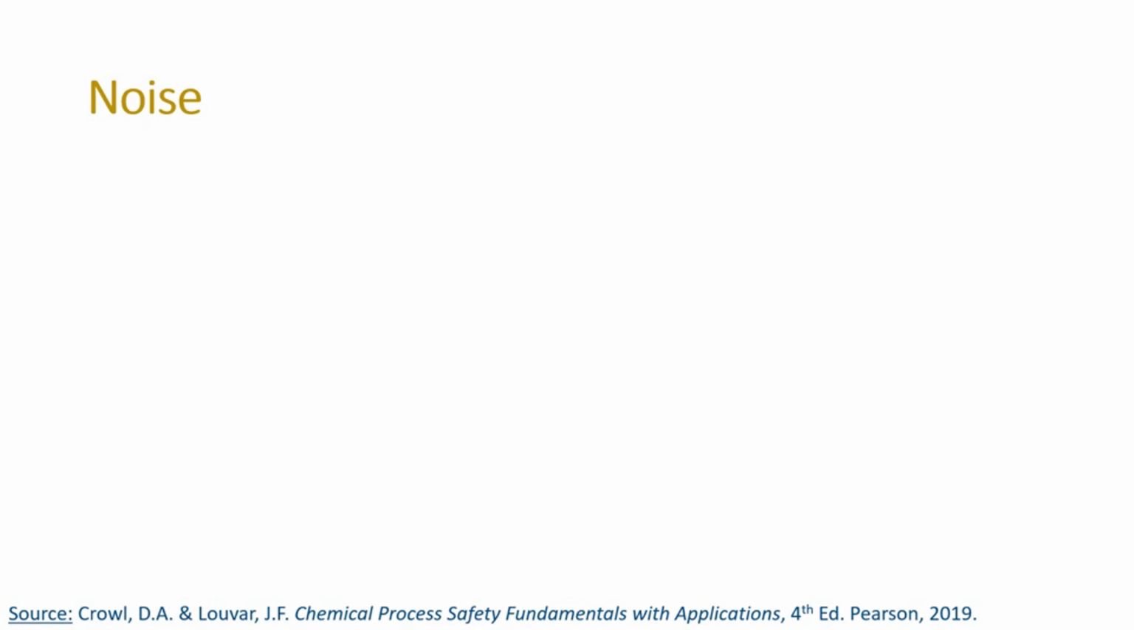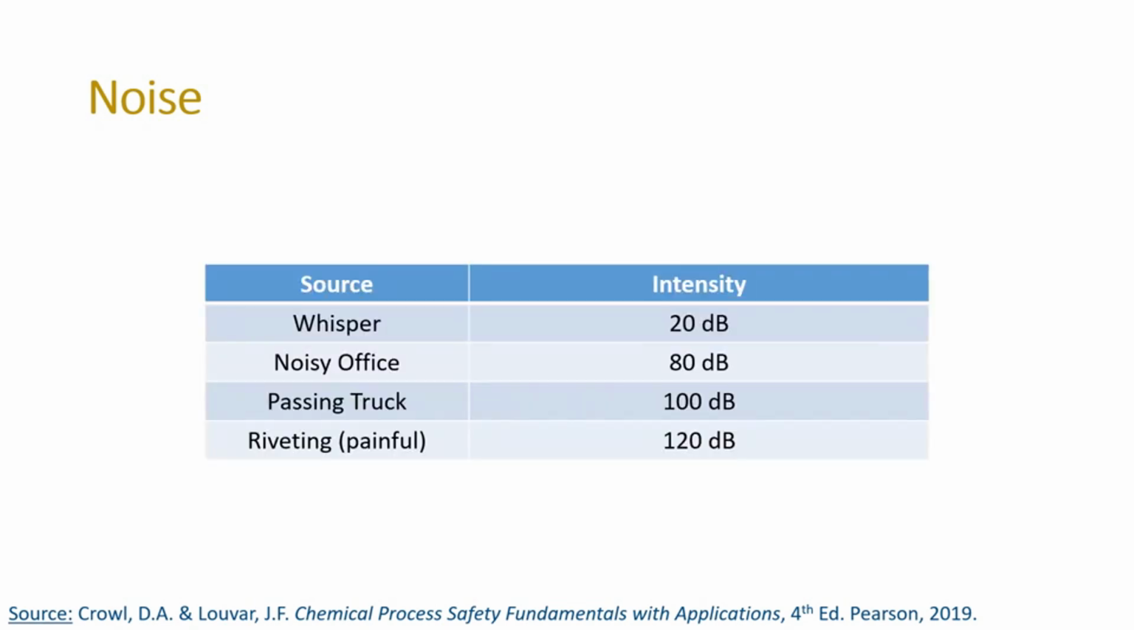So moving on to considering noise as a hazard, let's look at the noise intensity for a number of different common noisy situations that we might be familiar with. So here we look at noise intensity expressed in decibels. That's what dB stands for. And we see that whispering would have a noise intensity of 20 decibels. A noisy office would have a noise intensity of 80 decibels. A passing truck would be 100 decibels, and riveting at 120 decibels.